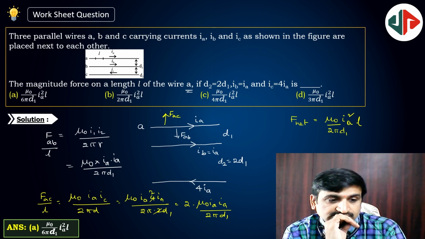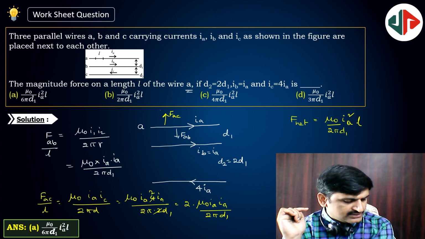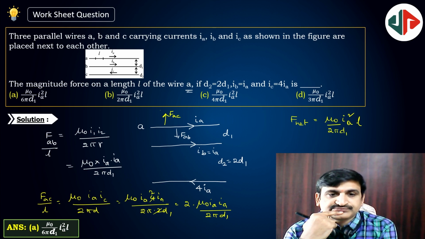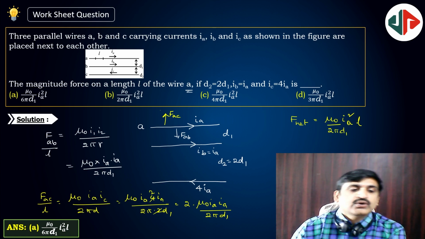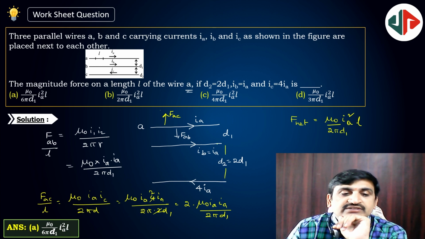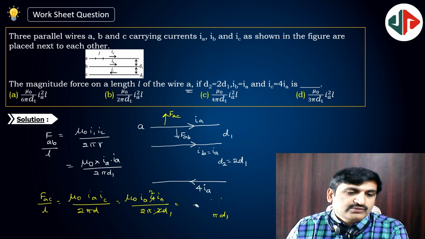Let me check the option. Oh, total distance 3D. My mistake only. 2D is up to here only. Here to here is 3D, right? So total you have to take. Only the yellow color one is wrong. Remaining are wrong.